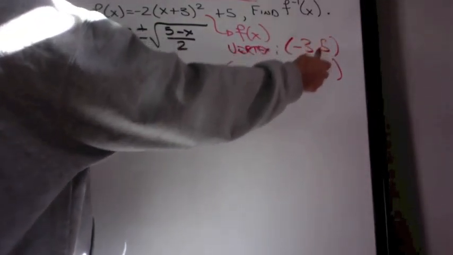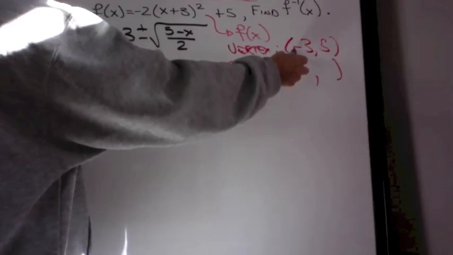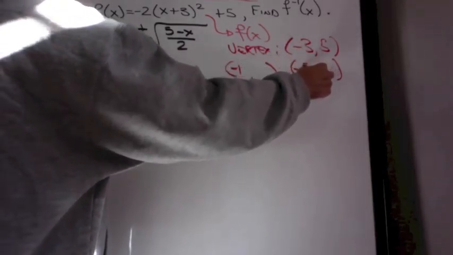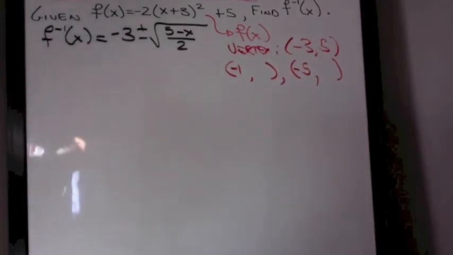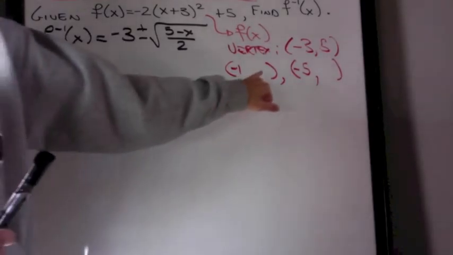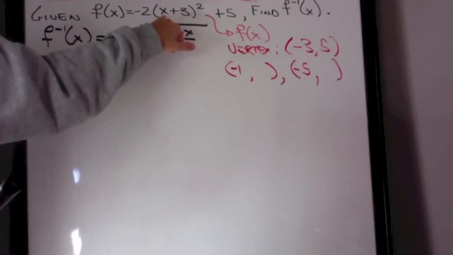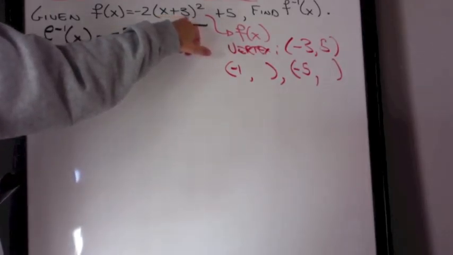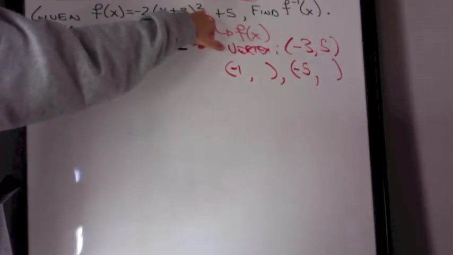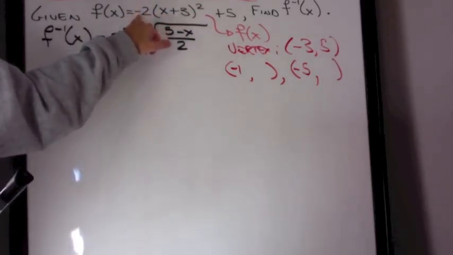So I'm going 2 to the right. I will also go 2 to the left. 2 to the left of minus 3 means take 2 off. That's minus 5. Because these are equidistant from the vertex, these two y values will be exactly the same. Take this minus 1 and put it in here. Minus 1 plus 3 is 2. 2 squared is 4. 4 times minus 2 is negative 8.